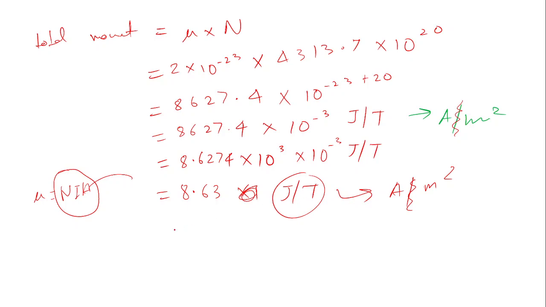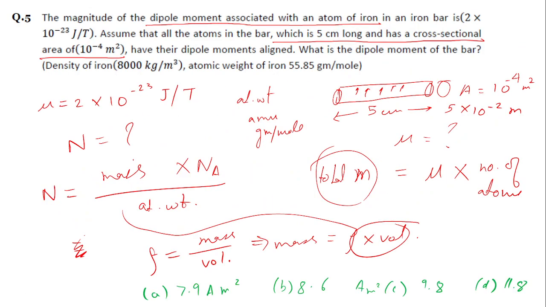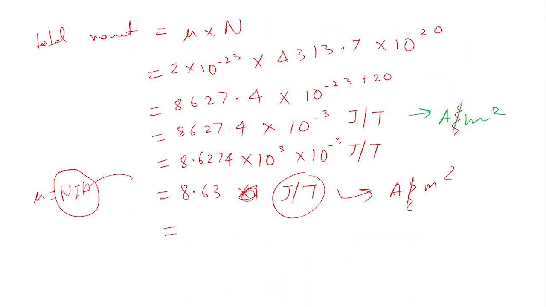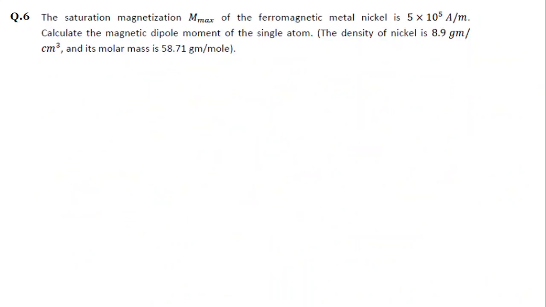So yeah, final answer will be 8.63 ampere meter square. 8.63 ampere meter square. B is the correct option. Okay, question number 6.